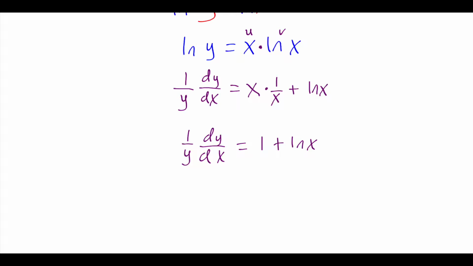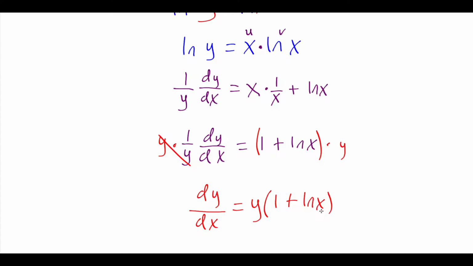So where we have this 1 over y, I'm going to multiply both sides by y in order to get that dy dx alone. So this is going to say dy dx equals, I'm going to bump this y to the front, so y times 1 plus the natural log of x.